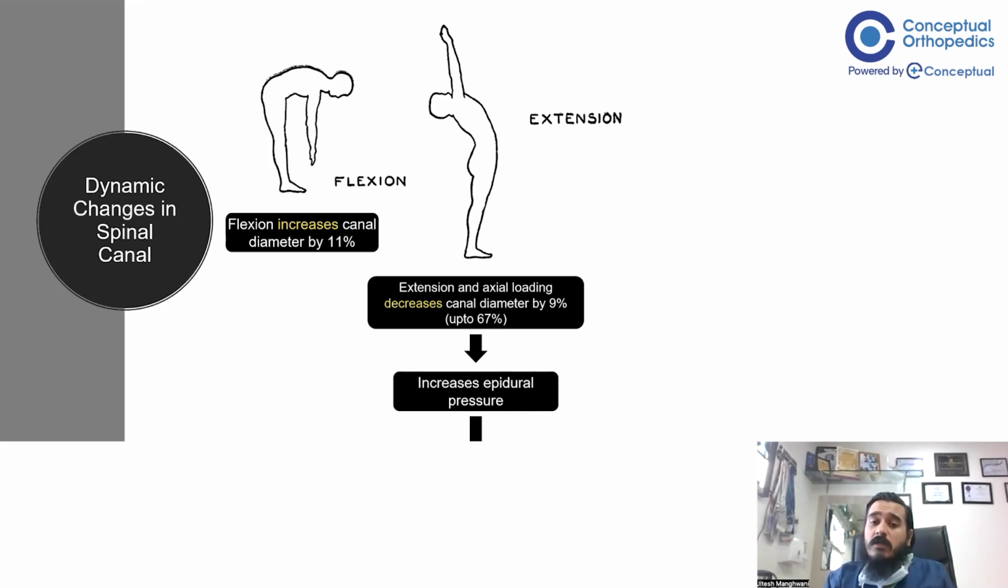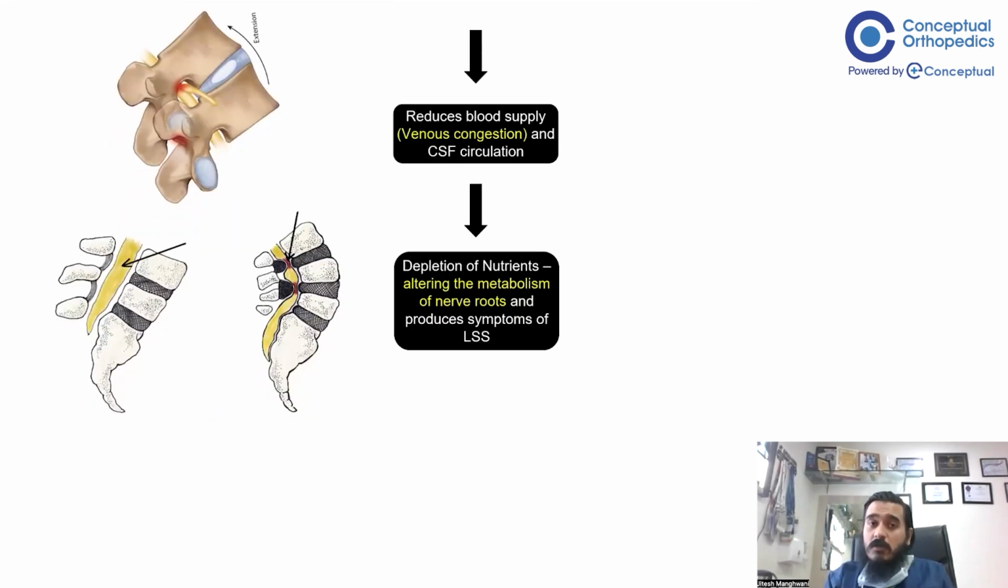Now, whenever you do axial loading or extension, when the canal diameter reduces further, that increases the epidural pressure. Once the epidural pressure increases, the venous blood supply that is going back reduces. So there is a venous congestion, which eventually impacts the CSF circulation as well. Once the blood supply is reduced and there is an impact on the CSF circulation, there is a depletion of the nutrients. It alters the metabolism of the nerve roots, and then it produces the symptoms of spinal stenosis, or these claudication symptoms that come up.